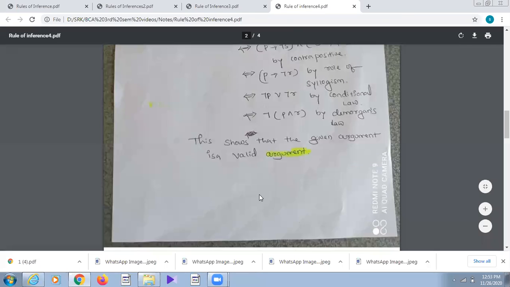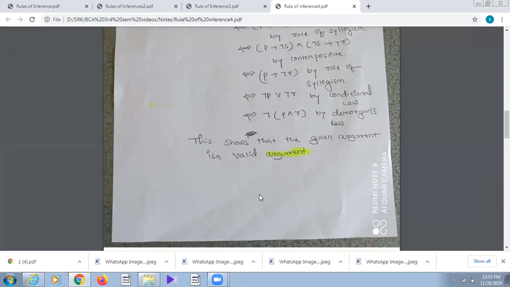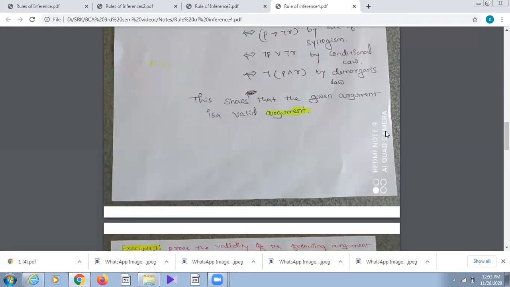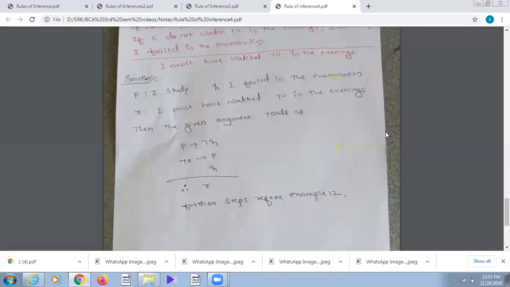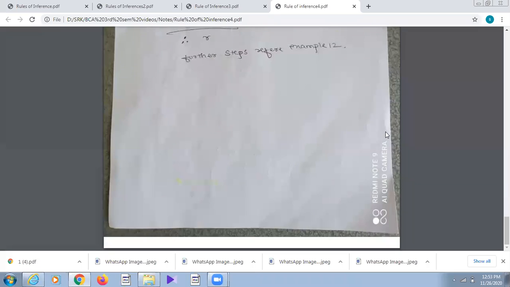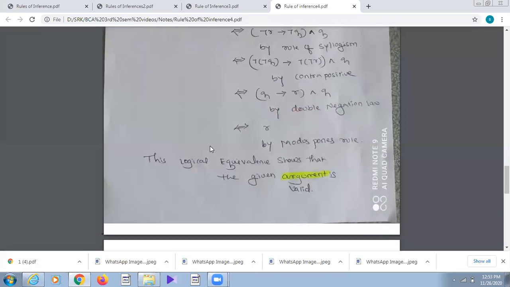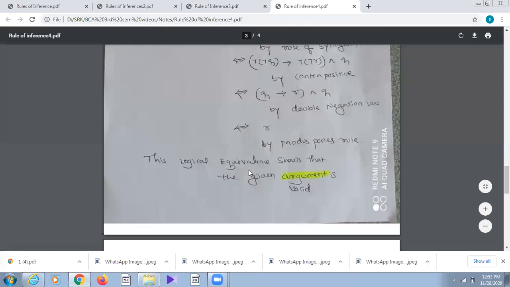Okay, any doubt? I will send these notes. This is the completion of rule of inference. In total, I solved 12 problems. Practice the rules and the problems also. Next there are two to three concepts, and after that the first unit will be finished.